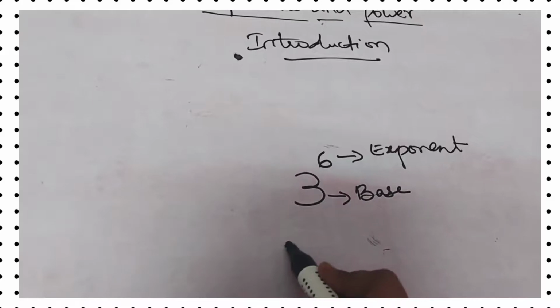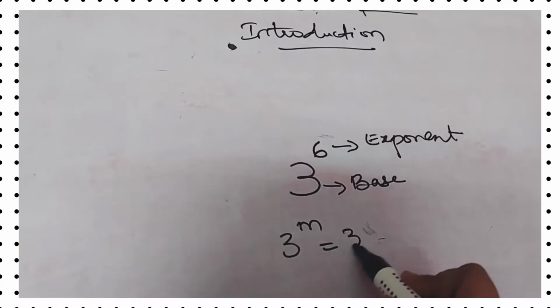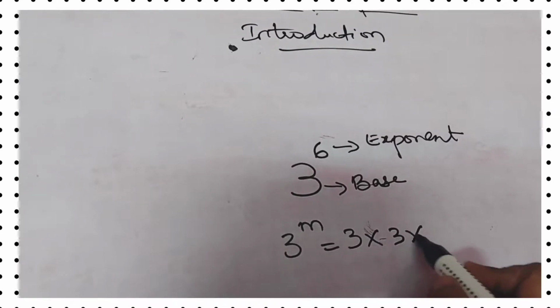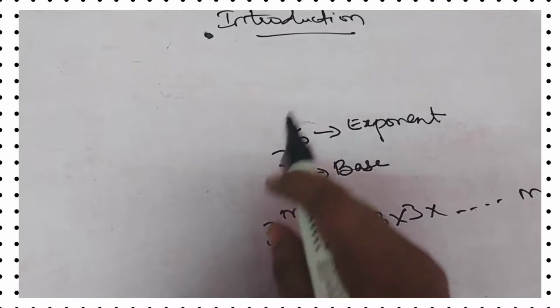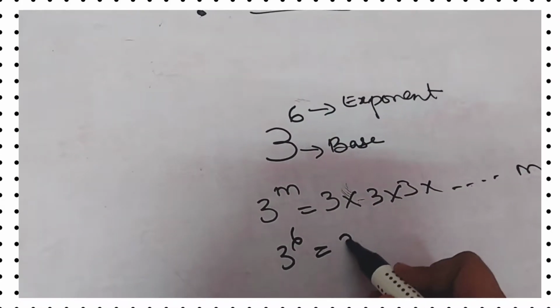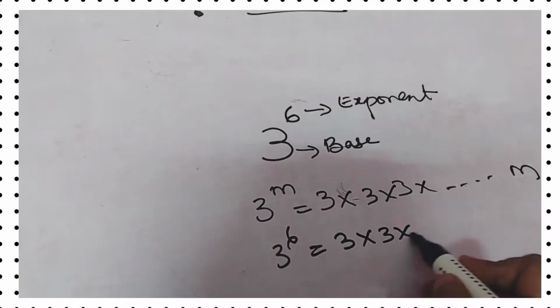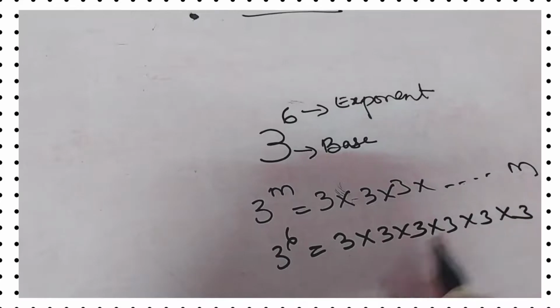If 3 to the power of m is there, how to write this? 3 into 3 into 3 into m times. Here 3 to the power of 6 means you have to write these 3 six times: 1 2 3 4 5 6.